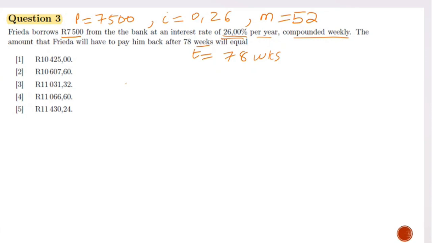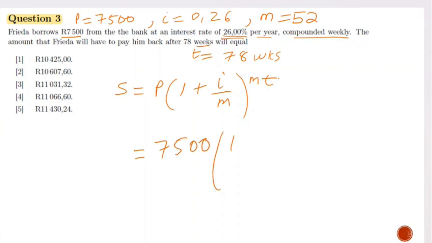Let me get the formula. I want to hear from you. Your S is equal to P into 1 plus I over M, to the power M times T. I'm going to substitute. So then we can talk. I want you to become the teachers. What is your M? It's 52.